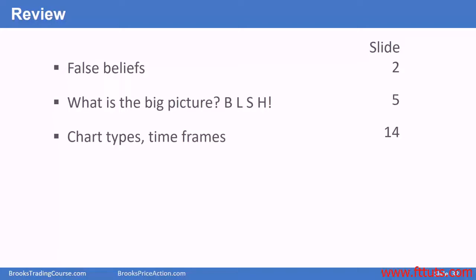Finally, I talked about the types of charts and the time frames. It doesn't matter what type of chart that you use. They're all based upon rational human behavior, and they're just representations of the same underlying thing, the trading that is going on. And for time frames, traders should not be trading on any chart that has more than 20 bars per hour. If you're a day trader, a 5-minute chart is a good starting point.